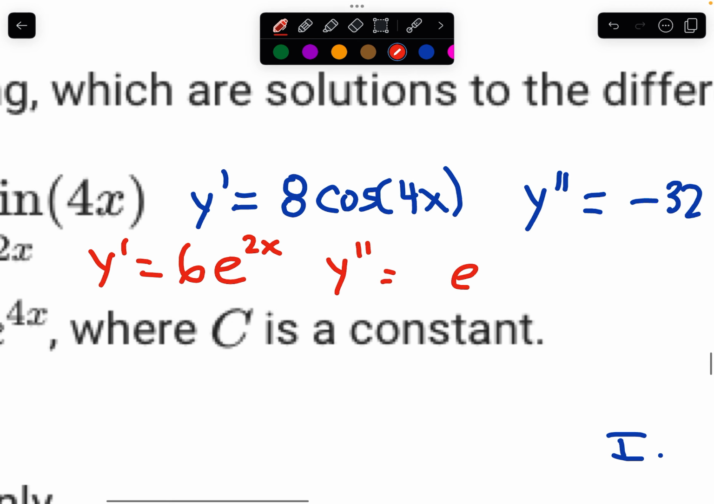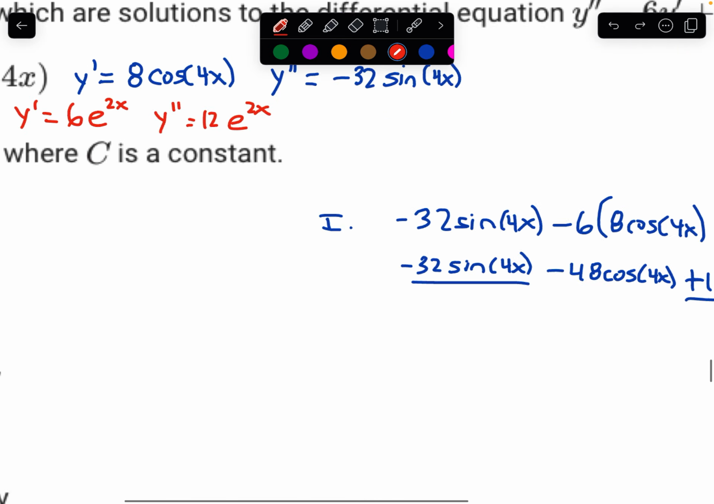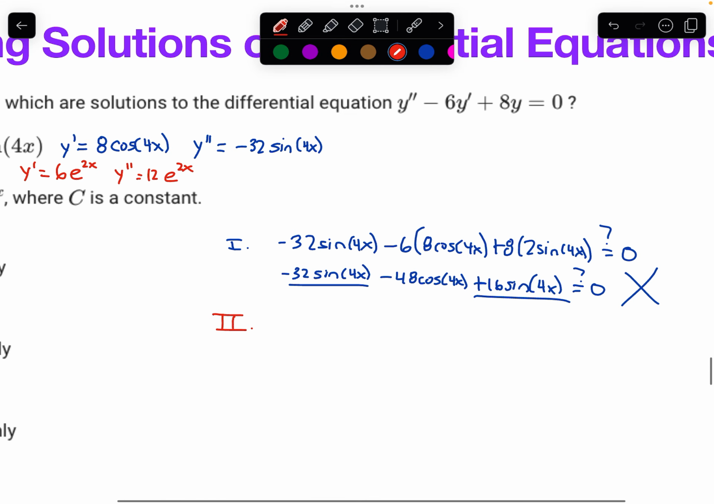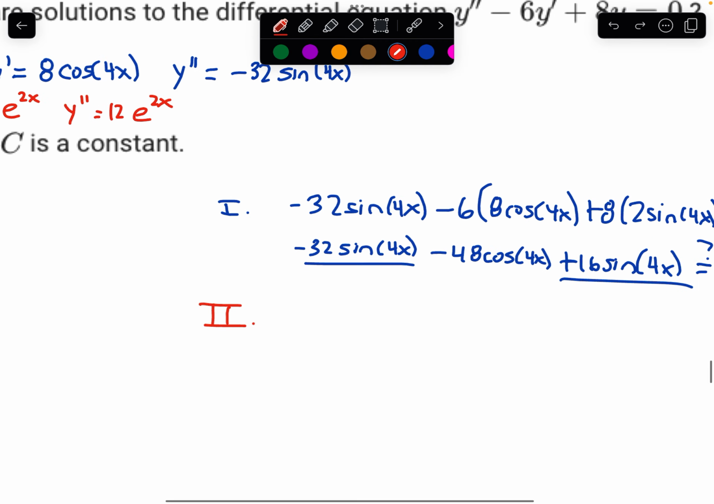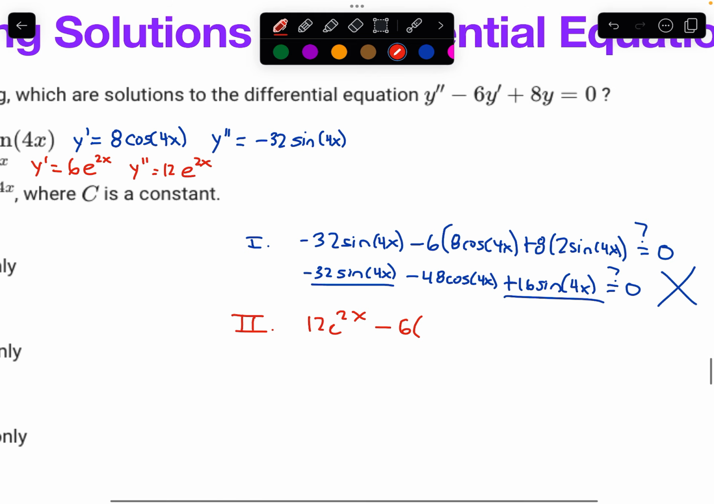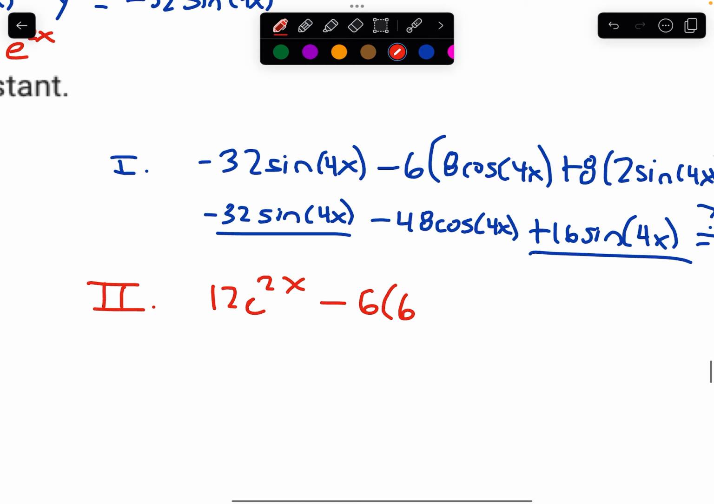Again, we'll keep e to the power of 2x, but then multiply by the derivative of 2x, which is 12, when you multiply 2 times the 6 that was in front. So let's check out Roman numeral 2 now. All right, so our differential equation starts out with y double prime. Well, for Roman numeral 2 here, that's 12e to the power of 2x. Then there's a minus 6y prime. Y prime was 6e to the power of 2x.